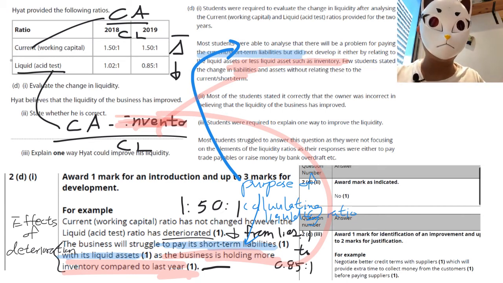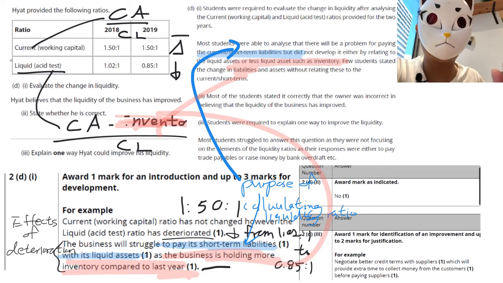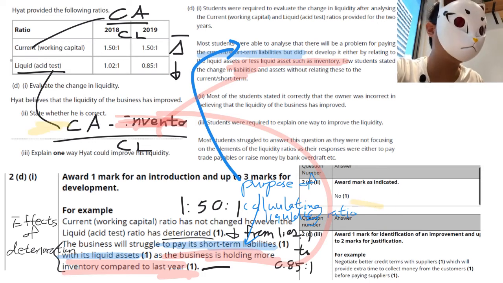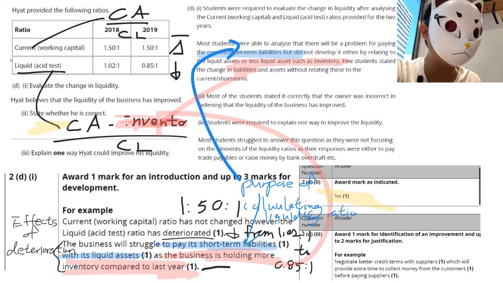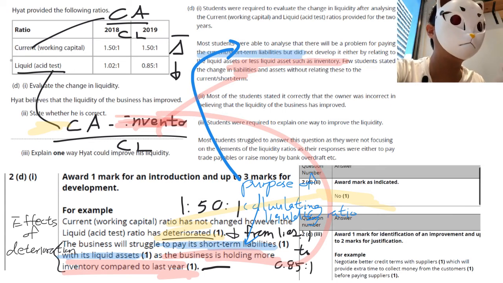So let's go to part D, subsection number 2. The guys believe that the liquidity has improved. Is it correct or not? Of course it's wrong, right? No. 1 mark. Indeed, the ratio has deteriorated, if you recall from part 1. So you just put that no, 1 mark.